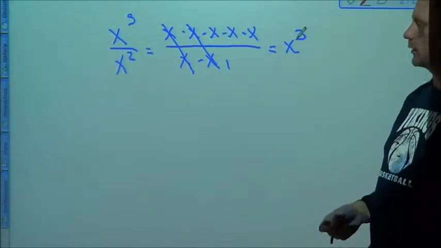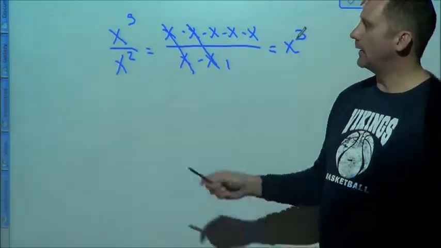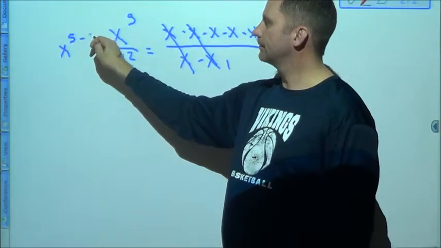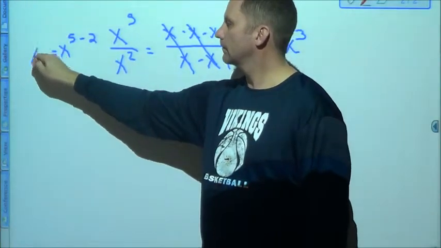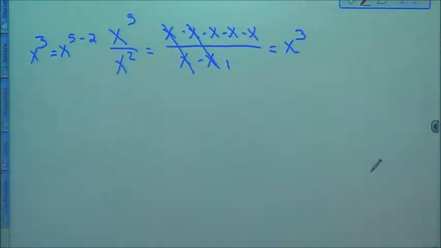Okay, now you can take a shortcut rather than write all these x's and cross out the ones they have in common, by using the law of exponents, which says if you divide common bases, you can subtract their exponents. So x to the fifth divided by x to the second is x to the third.